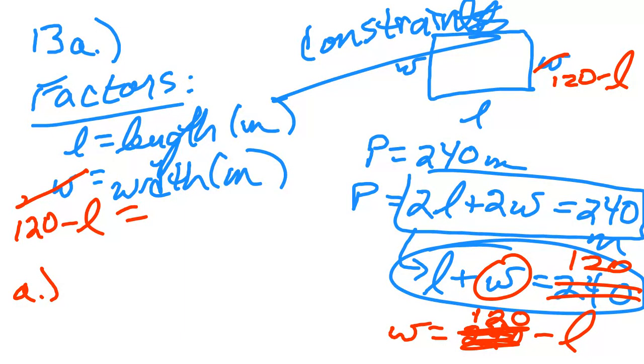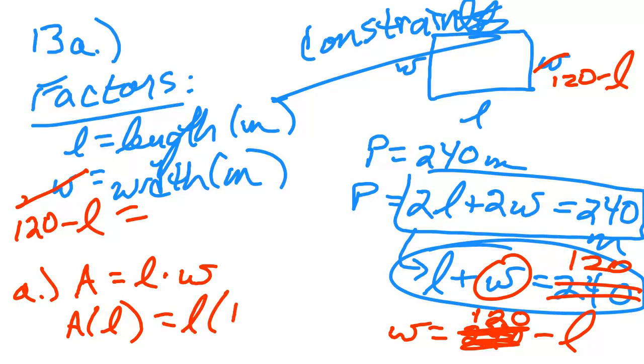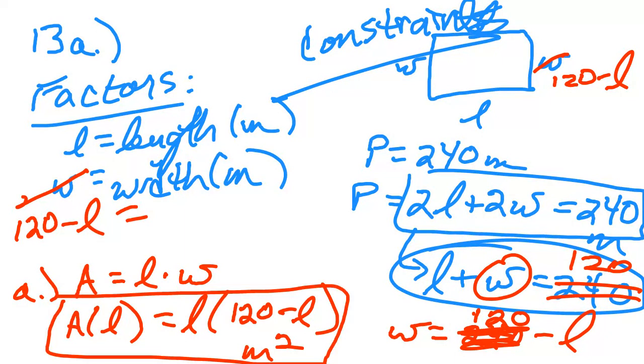But anyway, what's area? Area is length times width, right? So in this case, what's the width? Area in terms of L. So instead of f of x, we could call it A of L. That's not A times L, it's A of L. It's a function. It's going to be L times 120 minus L. And then, of course, that's going to be square meters. All right. So this is the mathematical model of the area in terms of the length.